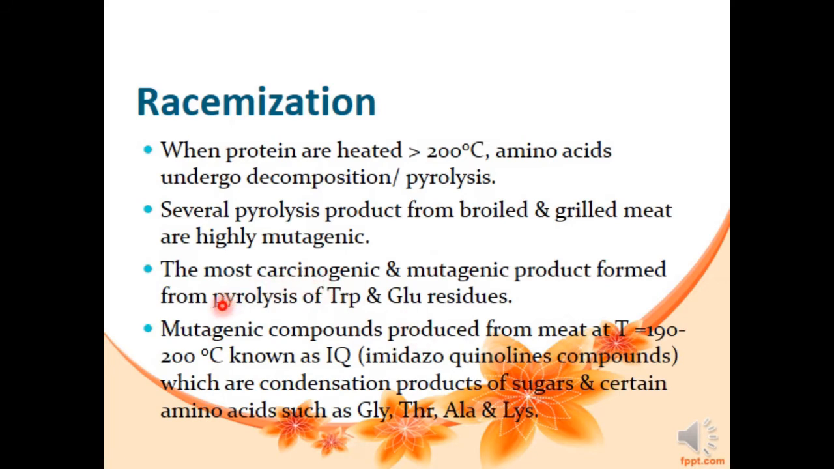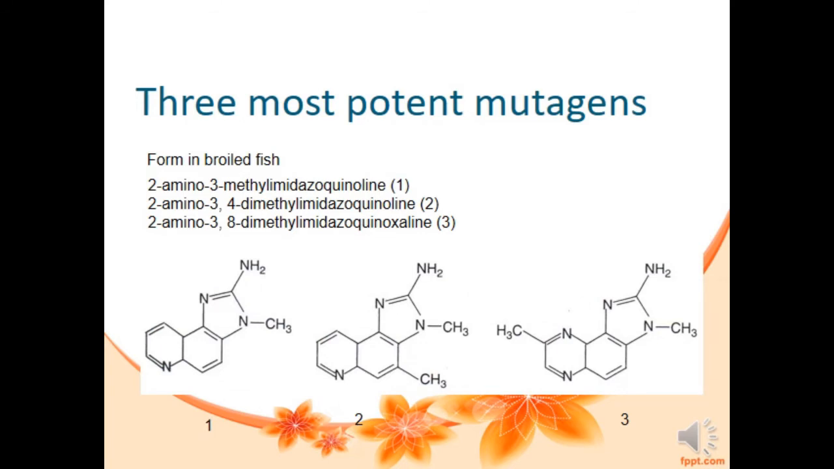Examples of these highly mutagenic or carcinogenic products from pyrolysis come from the residues of tryptophan and glutamic acid. And these compounds produced at this high temperature of 190 to 200 degrees Celsius are known as IQ, imidazoquinoline compounds. And these compounds are the condensation product of sugar and certain amino acids like glycine, threonine, alanine, and lysine. So these are the three compounds from this process, specifically in broiled fish: compound 1, compound 2, compound 3, the IQ compounds.